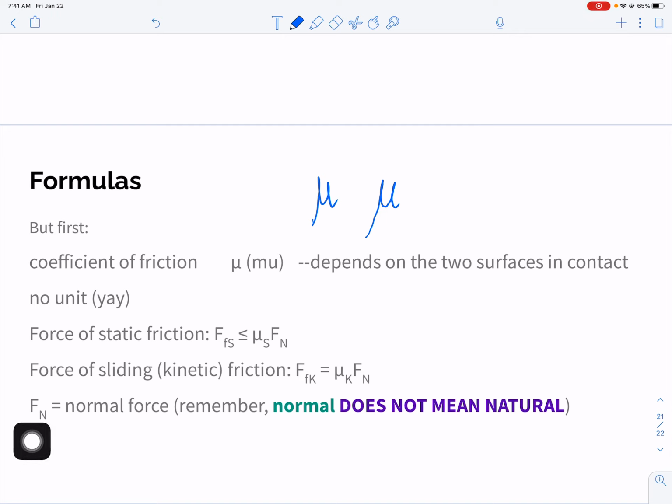And then just remember the normal force. Normal does not mean natural. We've talked about this a lot. It's a reaction force. It's a push caused by electron clouds being squished closer than they want to be. We will, next time, talk more about how you calculate normal force.